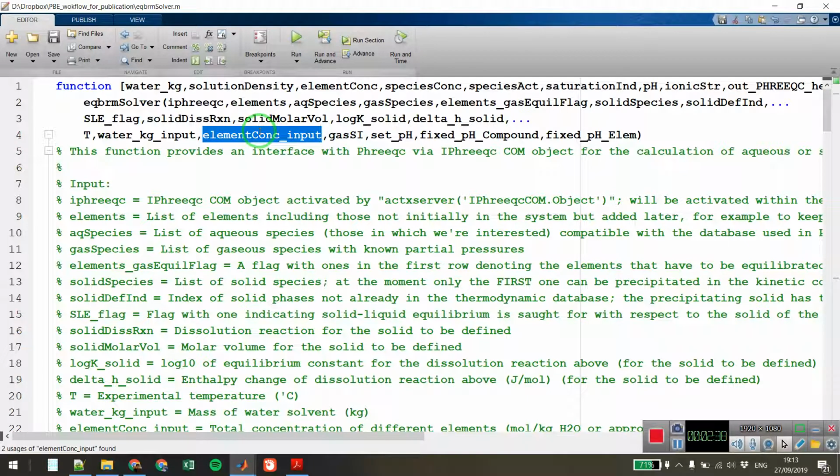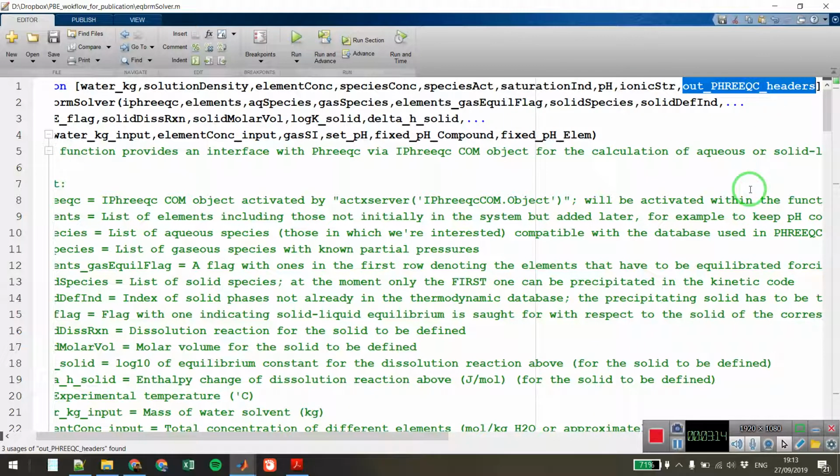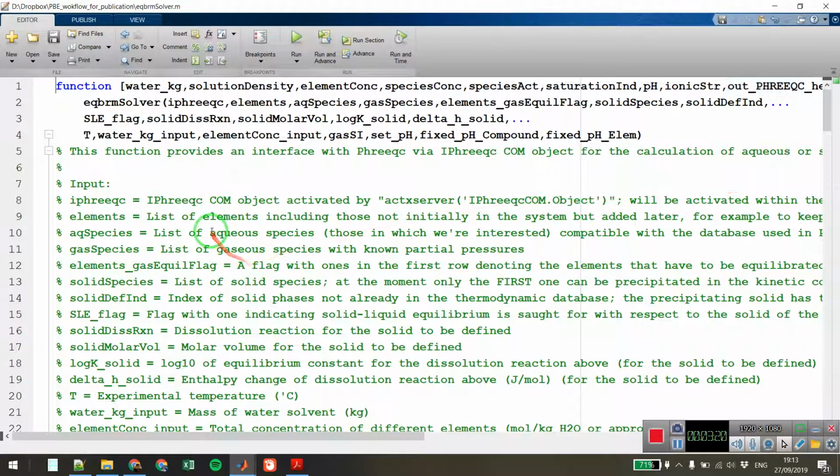Imagine that you have a pot, you put different elements into this pot, and then you do this speciation calculation, either assuming no solid is forming or by enforcing a solid-liquid equilibrium by setting this flag to 1. You get different outputs in terms of how much solvent you have, the solution density, elemental concentrations, concentrations of different species, their activities, saturation indices, pH values, ionic strengths, and finally this output, PHREEQC headers, which are basically the headers generated for the output of communication with PHREEQC.